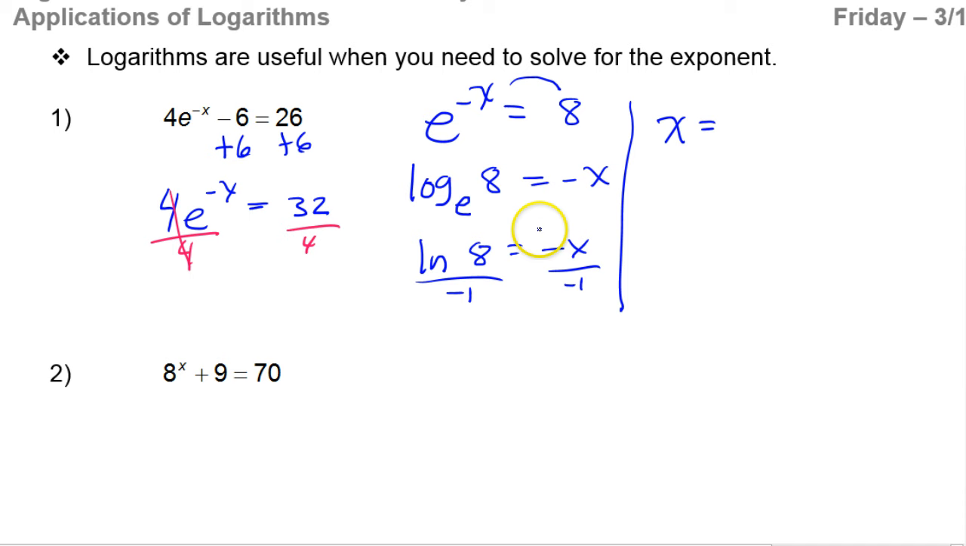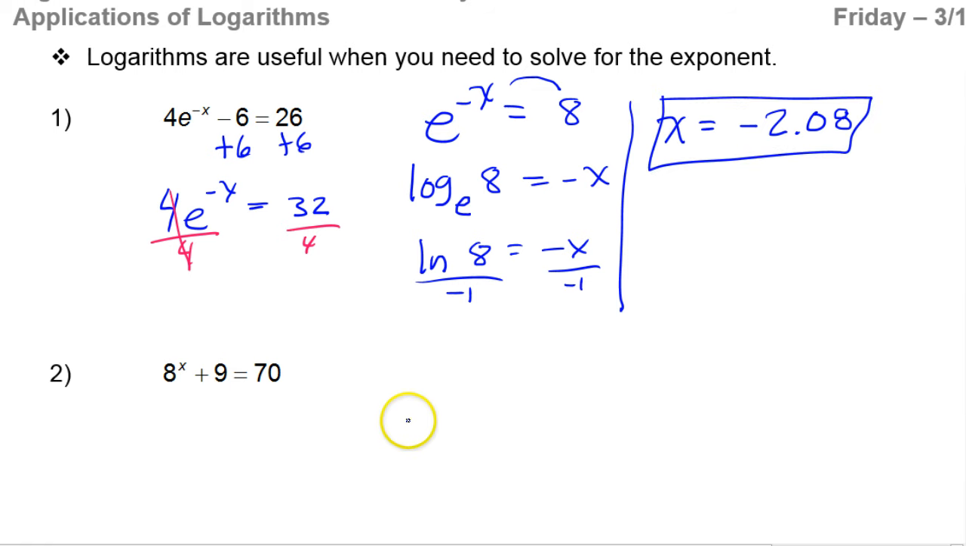So we have to do natural log 8 divided by -1. Wait, I don't have my calculator ready. Well, put that in your calculator, and you got negative 2.079, which will round to negative 2.08 today.